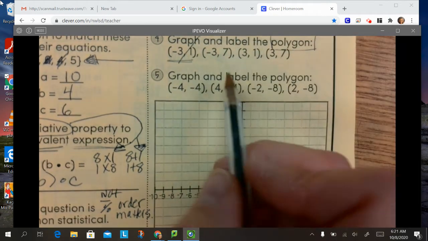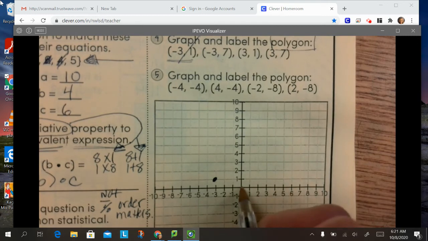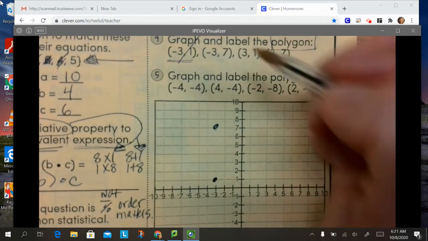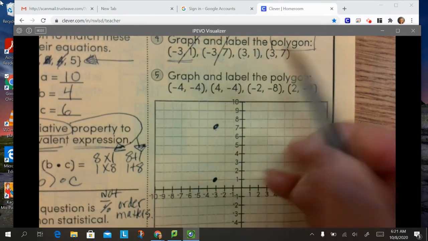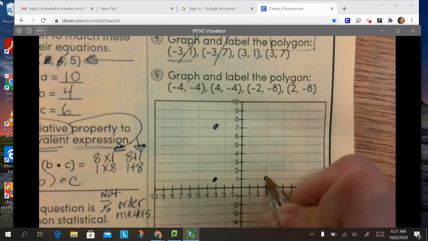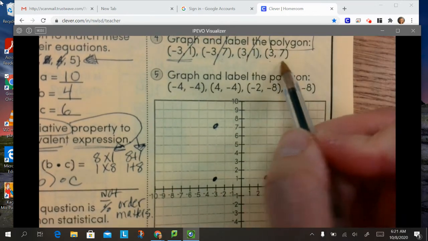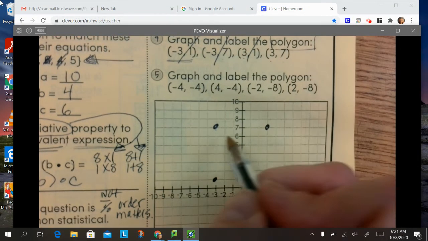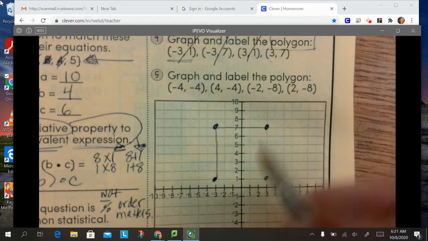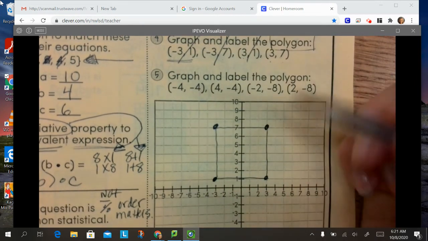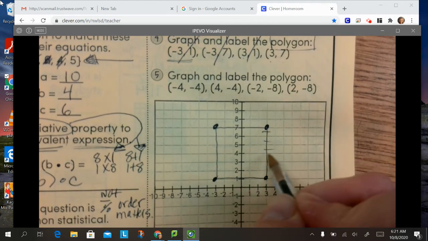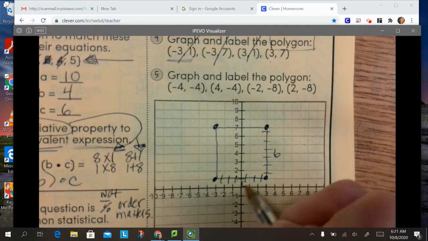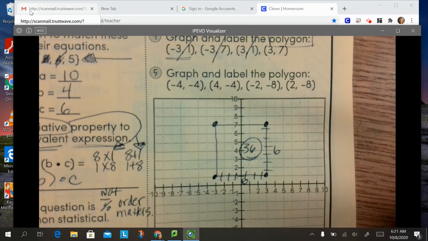You're done. The next one's -3, 7, so start at 0, go over -3, and then up 7, and make a point. Okay. The next one's +3, +1, so +3, +1, and then +3, +7. So start at 0, +3, +7. All right, and it looks like once you connect them, it looks to be a square. Let's see if that's true. 1, 2, 3, 4, 5, 6. 1, 2, 3, 4, 5, 6. So it's a 6 by 6, which is 36. Okay. All right, good job.